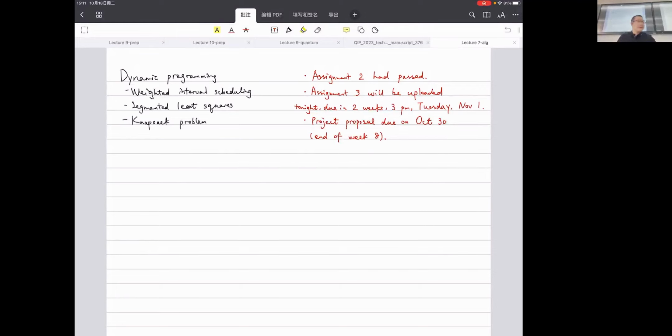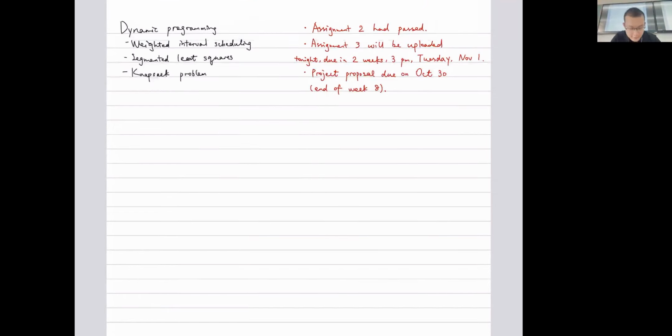Okay, so those are the three announcements that I'm going to give before the start of the class. For today's lecture, we are going to talk about dynamic programming. That is another very important class of algorithmic ideas that we use when we want to design efficient algorithms. Let's first describe what dynamic programming is, and then go with some examples. Today we are going to introduce at least 3 examples: weighted interval scheduling, segmented least squares, and the knapsack problem.